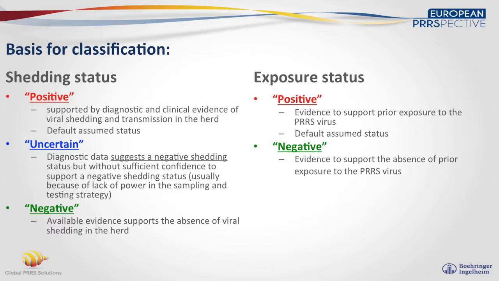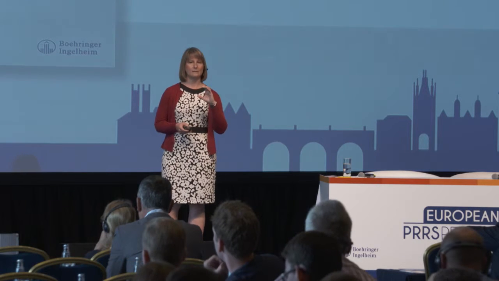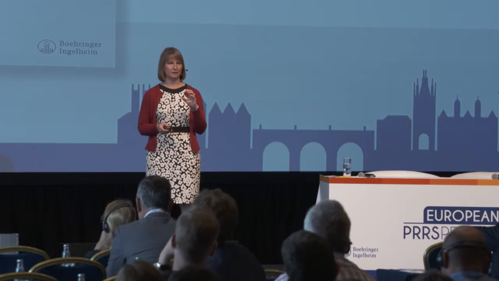So then they added an uncertain category, and no veterinarian likes this. You want to say yes or no, right? But this is uncertain. So in this case, you have diagnostic data that suggests you're negative, but we don't think you have enough. We don't think either because of power calculation, or you haven't tested enough, your sampling strategy is a little different, you're not quite there. You haven't given it enough time to know for sure you're negative, but you're pretty sure you're negative. So you're in this uncertain category. And then finally, you're negative. You have the evidence you need with the absence of viral shedding in a herd. So those are the three categories we have with shedding status.